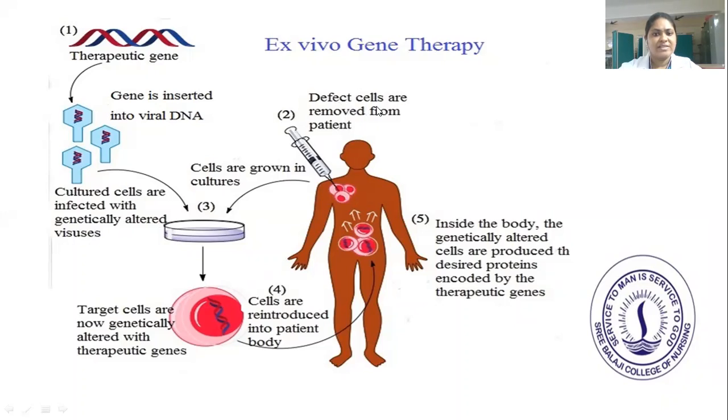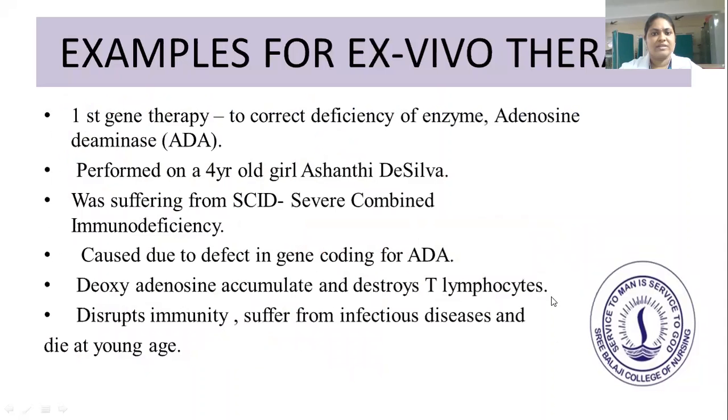That is, the defective cells are removed from the patient, then the cells are grown in a culture, where the target cells are now genetically altered with a therapeutic gene. Then the cells are reintroduced into the patient's body. At last, you can see inside the body, the genetically altered cells produce the desired proteins encoded by the therapeutic genes. That is, outside the body, it is being treated.